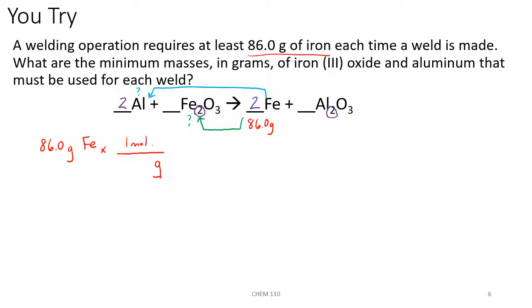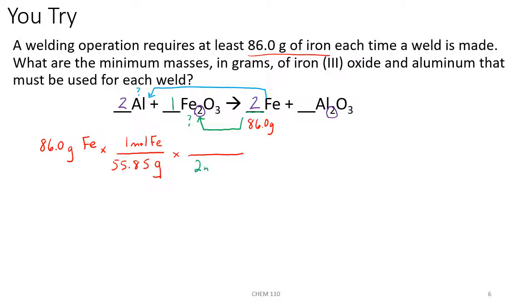In looking at the periodic table, to get the atomic mass of iron, 1 mole of iron is about 55.85 grams. Now we're in moles of iron, and we can use our balanced chemical equation in order to convert from moles of iron into moles of iron 3 oxide. According to the reaction, 1 mole of iron 3 oxide reacts to form 2 moles of iron.